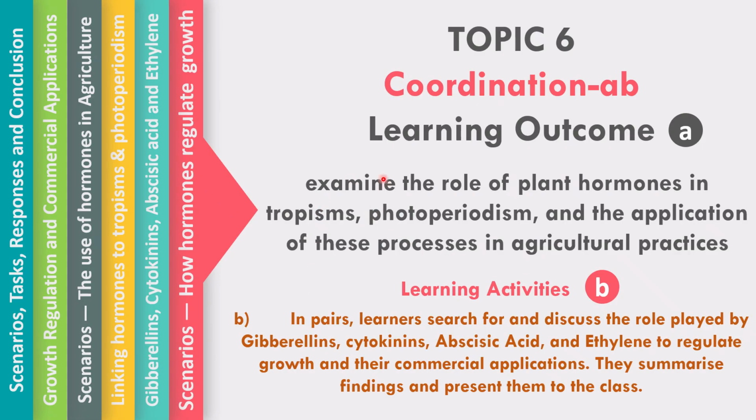We are going to look at Learning Outcome: examine the role of plant hormones in tropism, photoperiodism, and application of these processes in agricultural practices. And the learning activity is part B. In pairs, learners search for and discuss the role played by gibberellins, cytokinins, abscisic acid, and ethylene to regulate growth and their commercial applications. They summarize their findings and present them to the class.